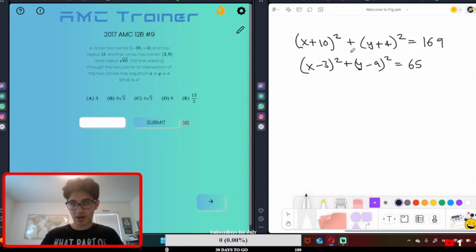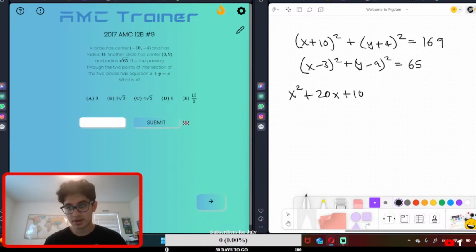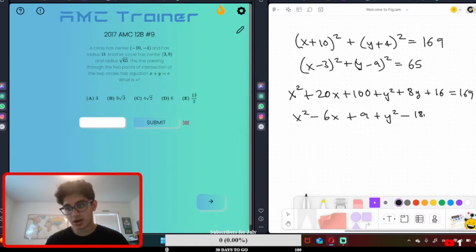If we expand them, we should be able to get our solutions. So first, this is the top equation: x squared plus 20x plus 100 plus y squared plus 8y plus 16 equals 169. Here we have x squared minus 6x plus 9 plus y squared minus 18y plus 81 equals 65.